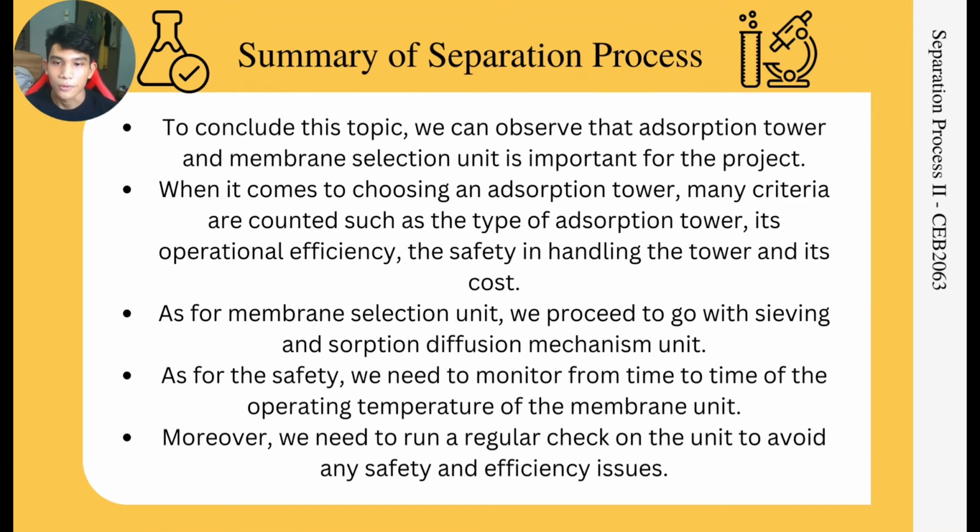To summarize the separation process, we can observe that the adsorption tower and membrane selection unit are important for the project. When it comes to choosing an adsorption tower, many criteria are counted, such as type of adsorption tower, its operational efficiency, safety in handling the tower, and its cost. As for the membrane selection unit, it is suitable with the sealing and suction diffusion mechanism unit. As for its safety, we need to monitor from time to time the operating temperature of the membrane unit for both the adsorption column and membrane selection unit. Moreover, we need to run a regular check on the unit to avoid any safety and efficiency issues.